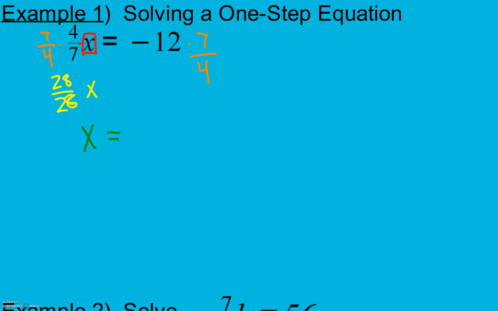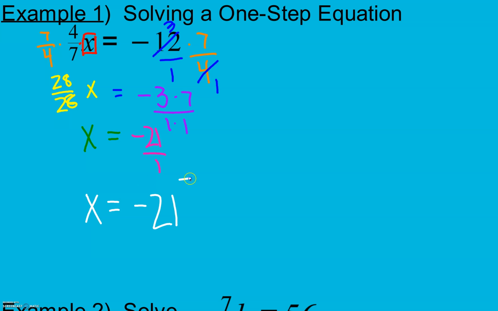So here, 12 over 1, we can reduce right away. Between 12 and 4, I can take a 4 out of both. 4 divided by 4 is 1. 12 divided by 4 is 3, which means what I have here is negative 3 times 7 over 1 times 1. And that's going to give me negative 21 over 1, which is just negative 21.